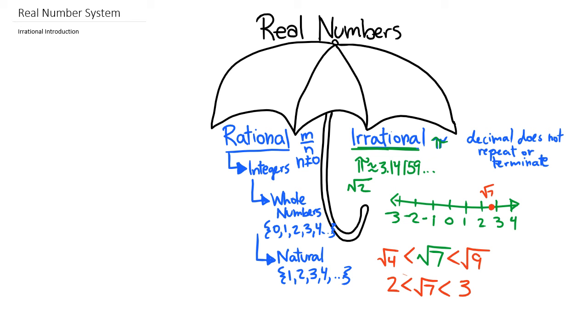So that is the real number set. Those are your irrational numbers. Hopefully this video was helpful.